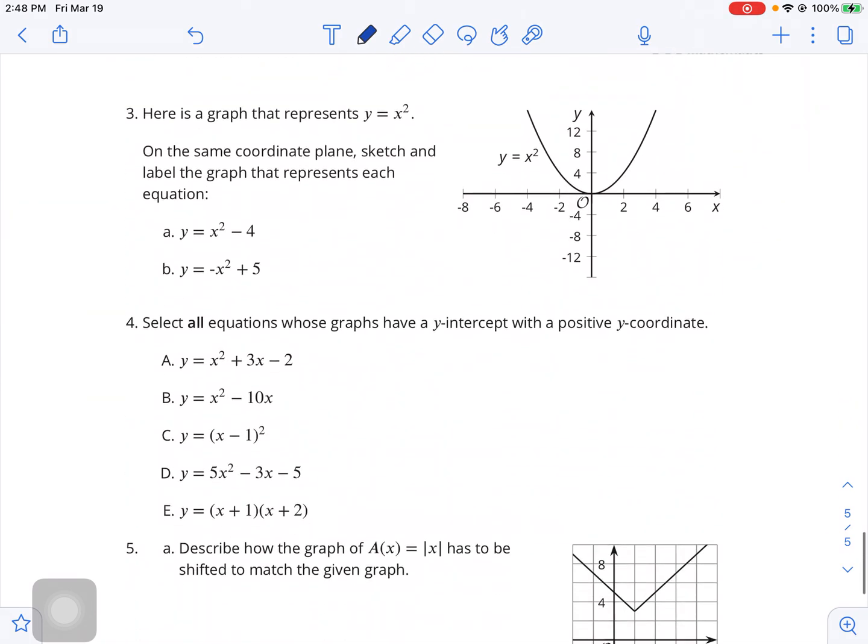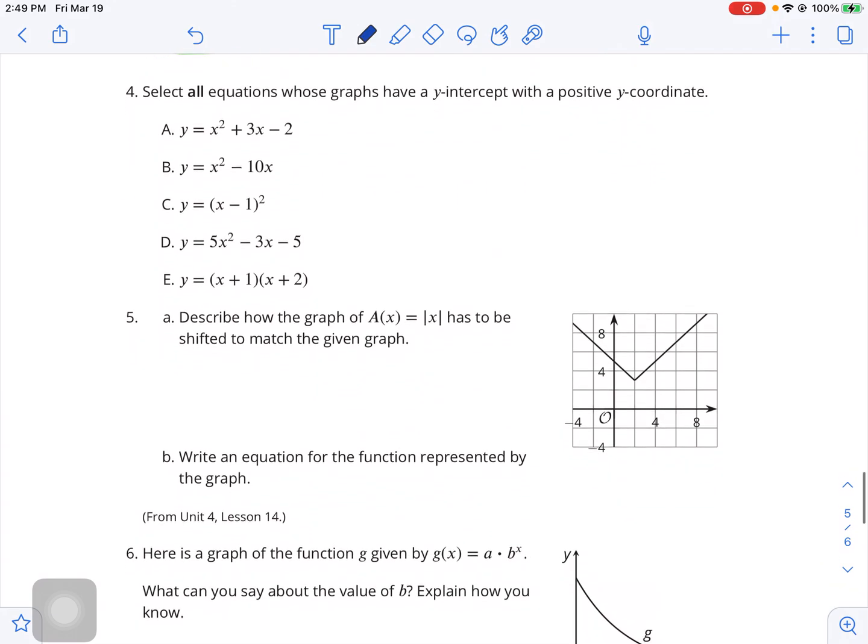Number 3, here's a graph that represents y is equal to x squared. On the same coordinate plane, sketch and label the graph that represents each equation. So x squared minus 4 would be the same shape, just moved down 4 units. And negative x squared plus 5 would be flipped over and going through 5 on the y-axis. I should put that in a different color. So that's that one. And A is the blue one.